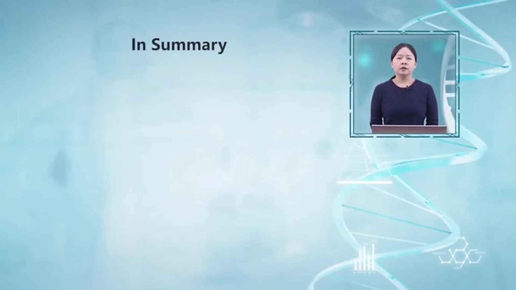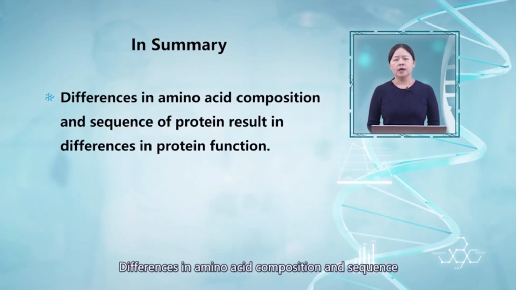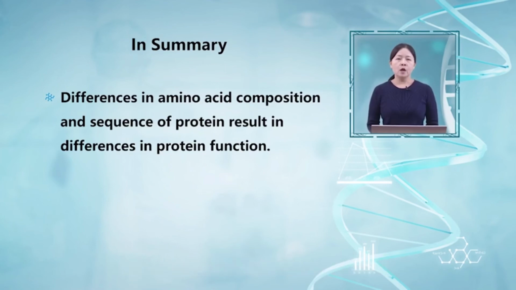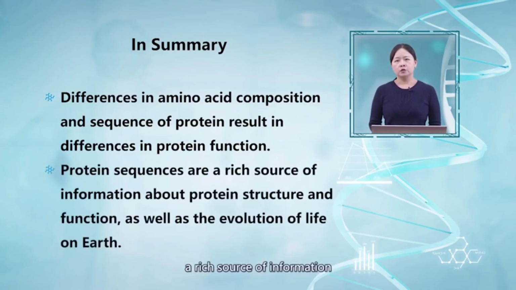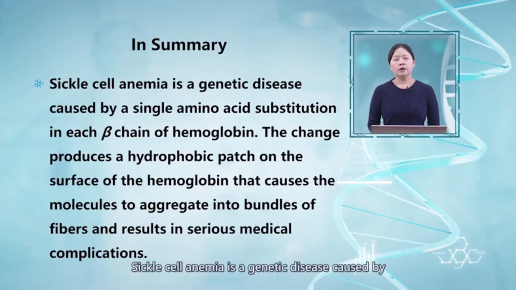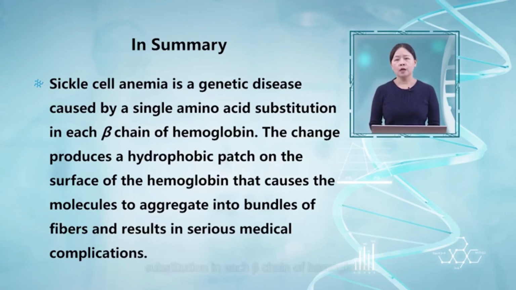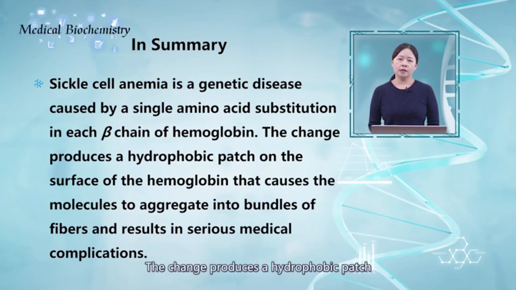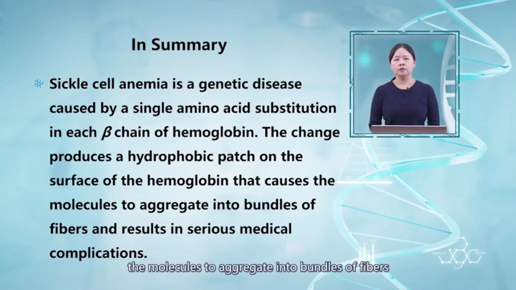So in summary, differences in amino acid composition and sequence of protein result in differences in protein function. Protein sequences are a rich source of information about protein structure and function, as well as the evolution of life on Earth. Sickle cell anemia is a genetic disease caused by a single amino acid substitution in each beta chain of hemoglobin. The change produces a hydrophobic patch on the surface of the hemoglobin that causes the molecules to aggregate into bundles of fibers and result in serious medical complications.